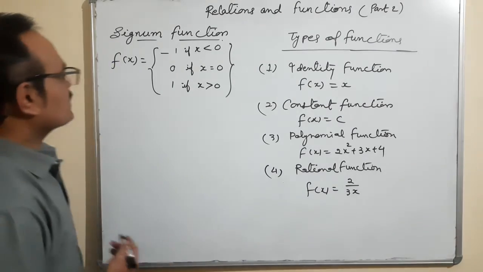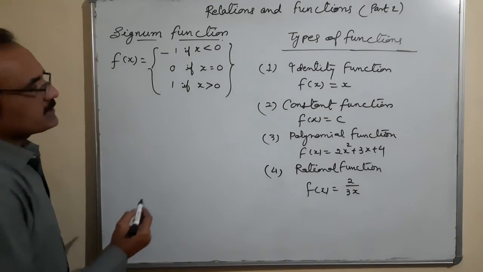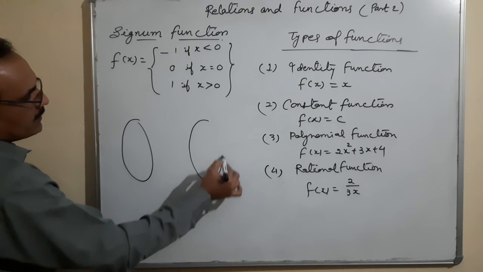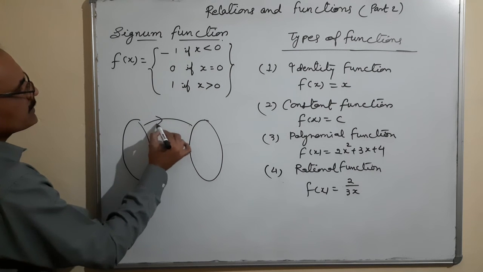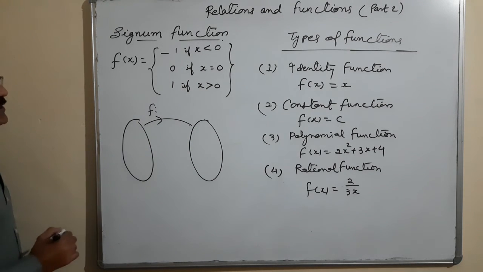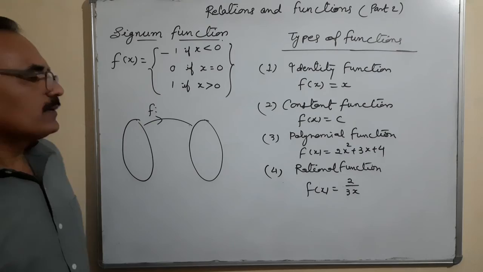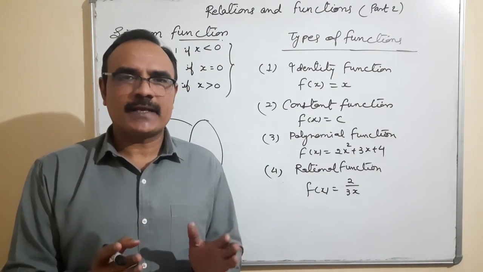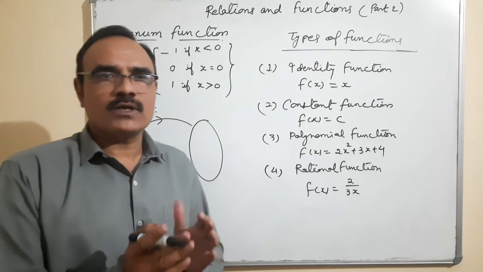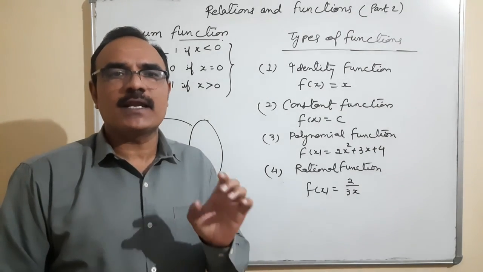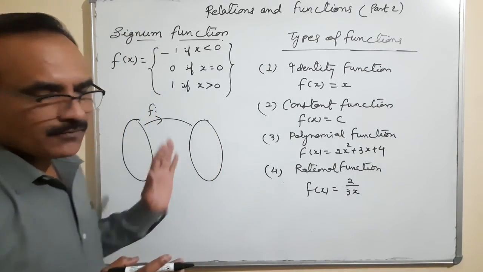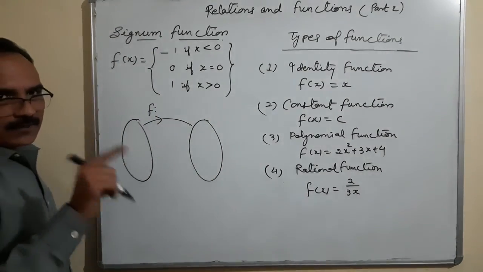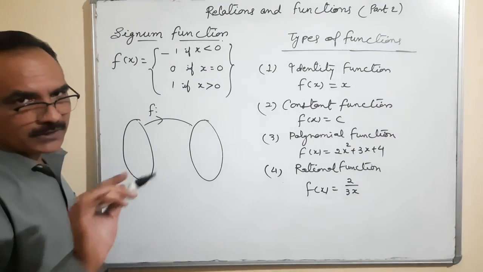So what does it mean? Through the diagram I can explain to you. The signum function is a real valued function. That means whatever numbers we are taking in the domain or codomain, all the numbers will be real numbers. So these functions are defined in real valued functions, that is, they are defined on real numbers only, not other numbers.